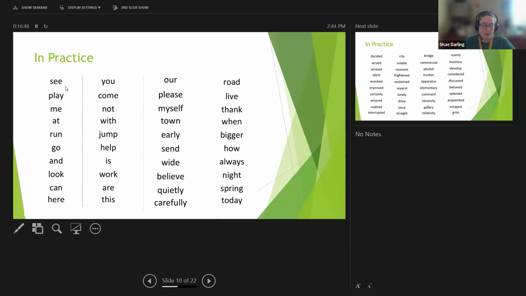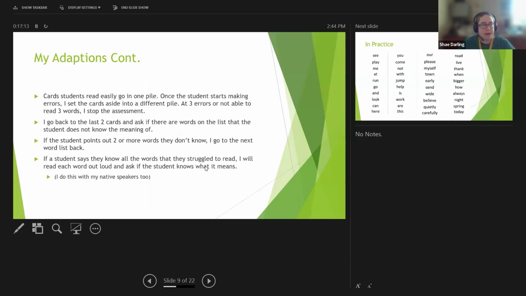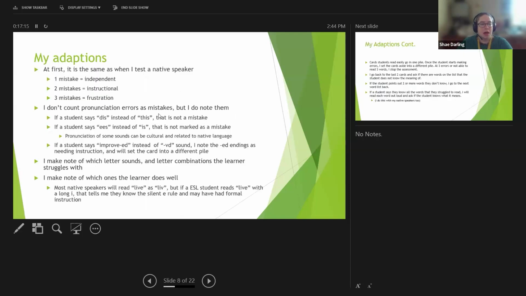So this is primer, and then we get into the hour, please, myself, town, early. That one is level 1, then level 2, and so on. And so lots of times we can tell by the phonics: do they know the ow sound? Are they good with careful, and do they say it carefully or quietly at the end? Now back to my adaptions.